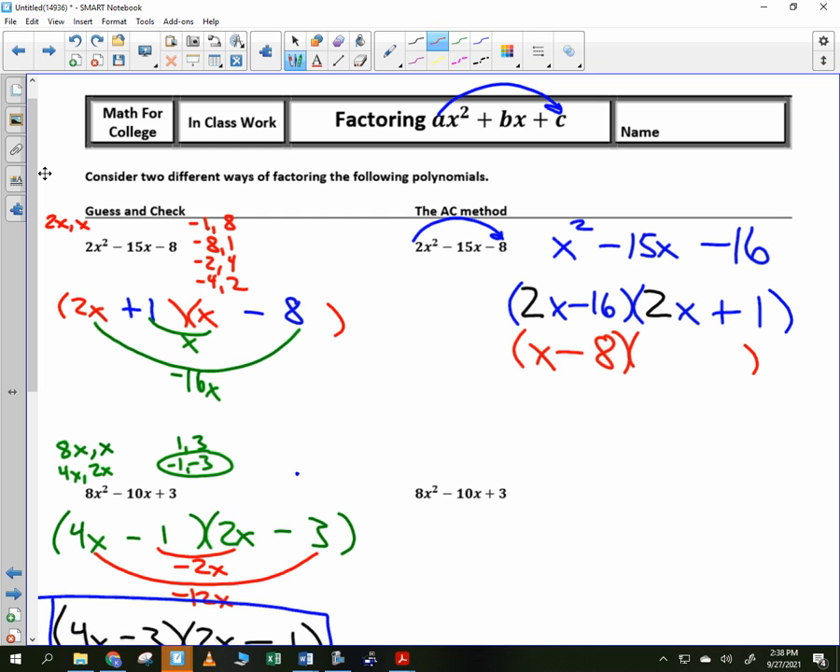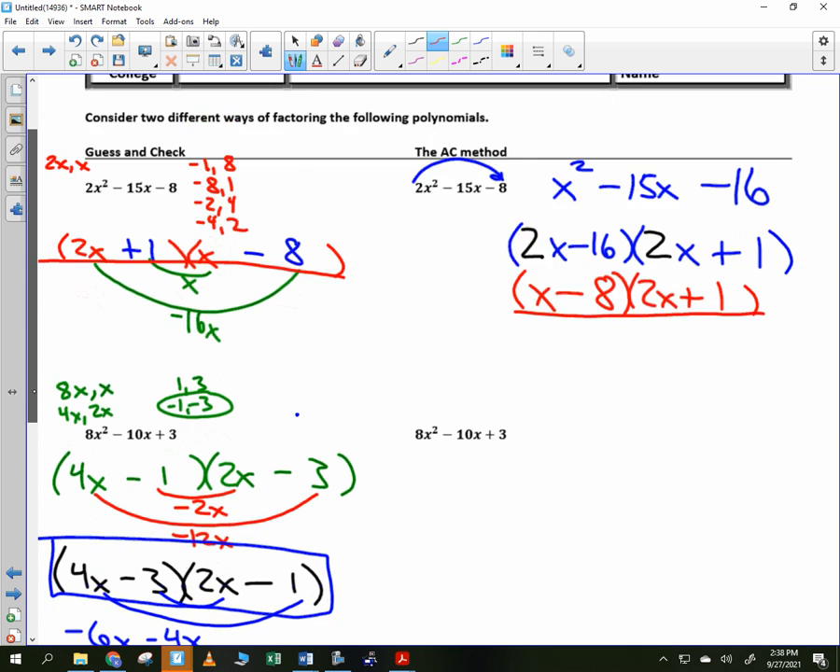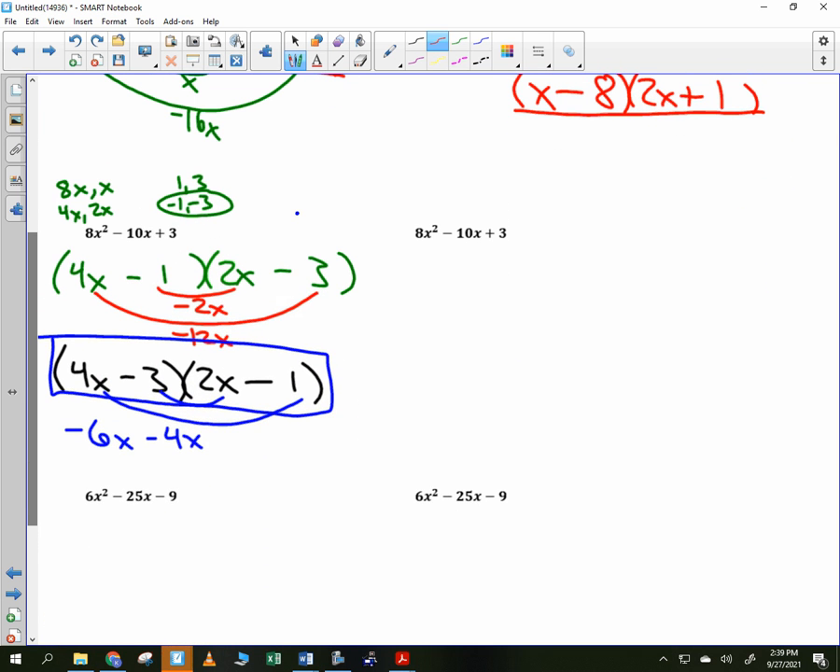Are 2 and 1 both divisible by the same number? Just 1, so it stays the same. So it's just 2x plus 1. Notice what we got. Isn't this the same as this? It sure is. Now, if the AC method confuses you a little bit, let's just try it again. It'll probably feel better this time.